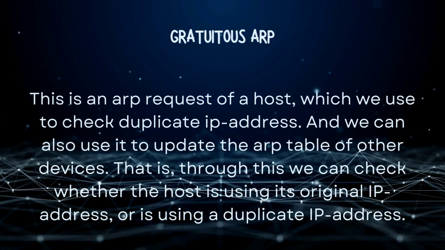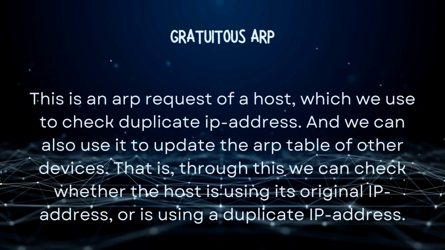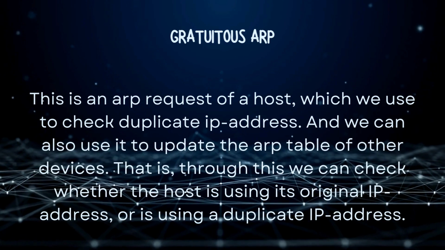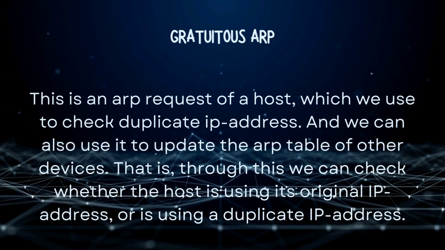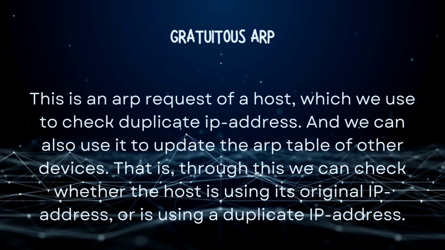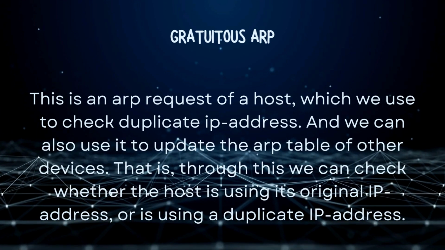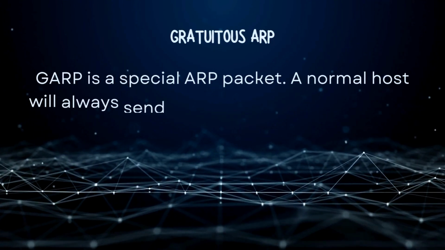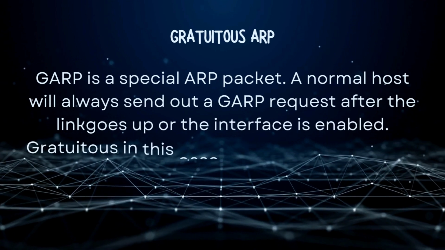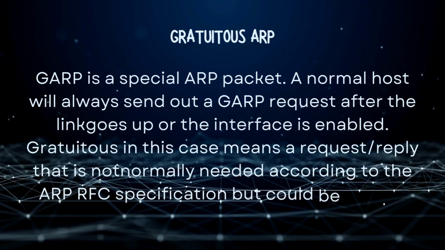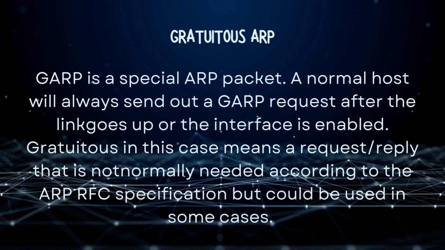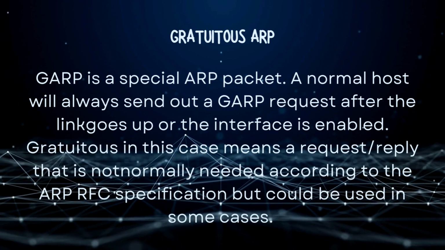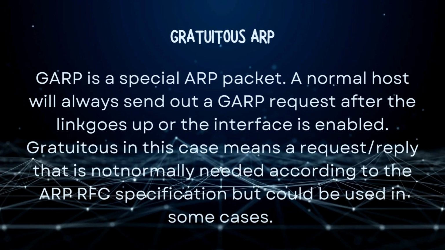Gratuitous ARP. This is an ARP request of a host, which we use to check duplicate IP addresses. And we can also use it to update the ARP table of other devices. That is, through this, we can check whether the host is using its original IP address, or is using a duplicate IP address. GARP is a special ARP packet. A normal host will always send out a GARP request after the link goes up or the interface is enabled. Gratuitous in this case means a request or reply that is not normally needed according to the ARP RFC specification, but could be used in some cases.